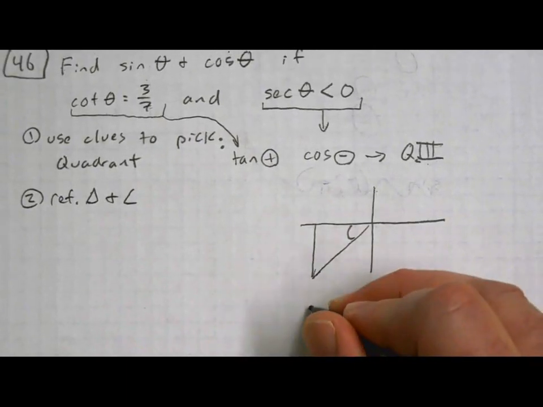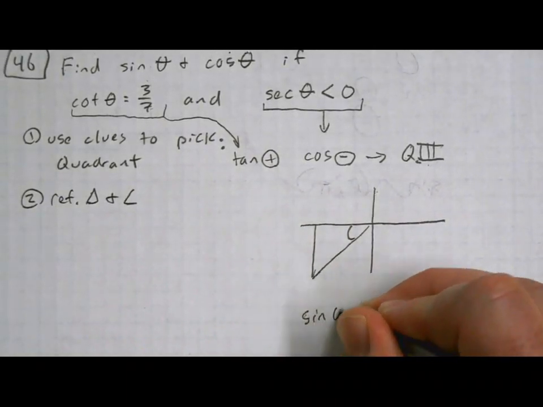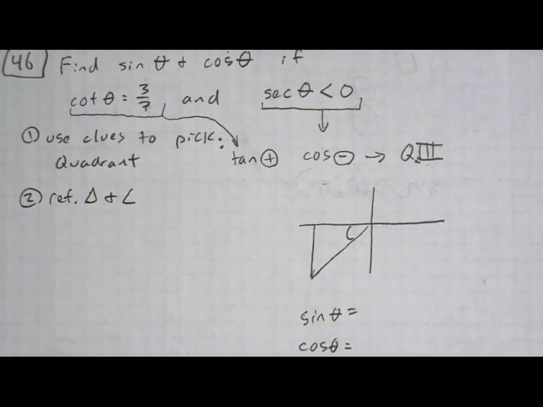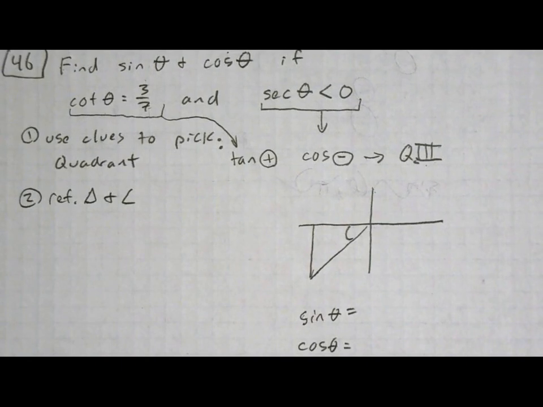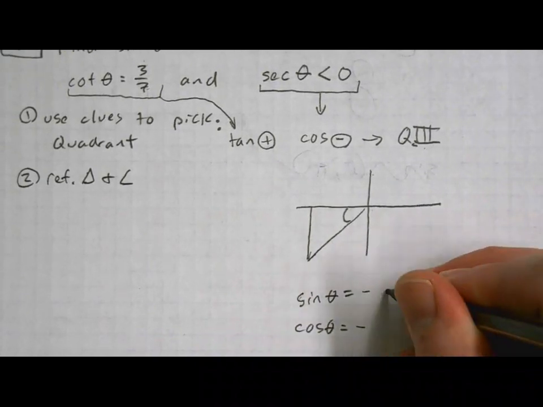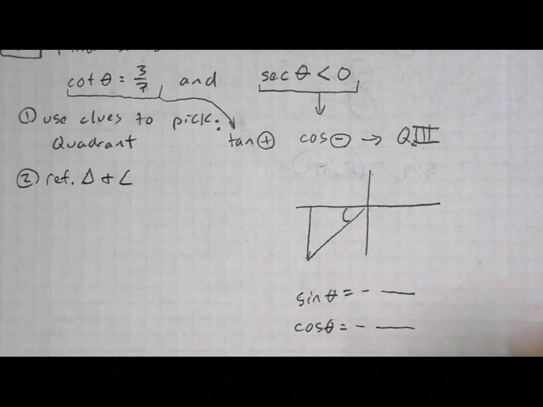Keep in mind our overall goal was to find sine theta and cosine theta. I now know enough to tell you whether those two things are positive and negative. If we're in the third quadrant, tell me about the signs for sine and cosine. Both negative? Sine and cosine are both negative in this quadrant? Okay. Awesome. All I need is a ratio now. Where do you suppose we're going to get that ratio? From the triangle. Yep.